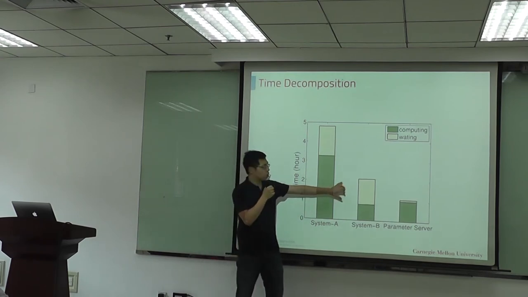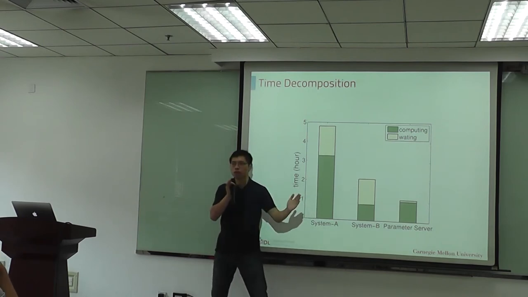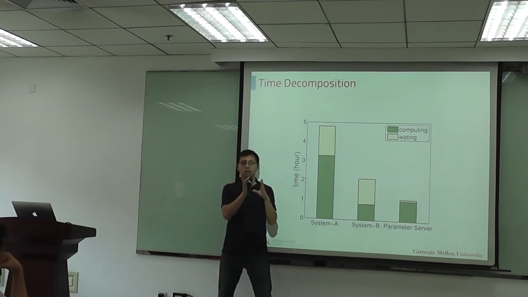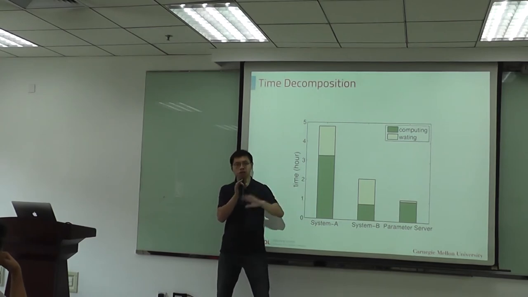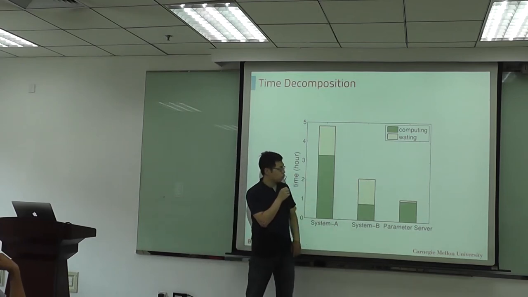But this time was much larger for the block model, because each time you need to update only a small block. And for each pass of data, you may have hundreds of blocks. So you have hundreds of global waits for the whole system. So this goes much larger, more than 50%.